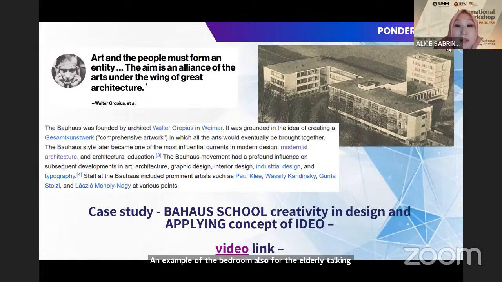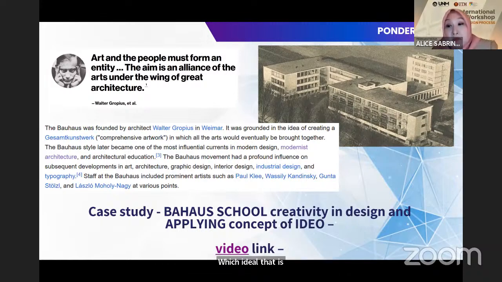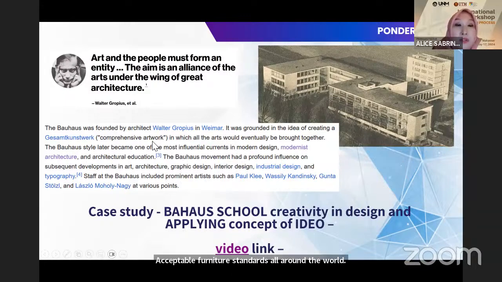So I would like to end my talk today, and I hope that my talk inspires you as a new generation and inspires you as a researcher and inspires you to become a good designer. And to end, I would like to go to the Bauhaus School, because Bauhaus School is actually the beginning that talks about creativity in design, that also talks about the earlier thinking that applied the concept of IDEO, which is applied in IKEA, which has become the mass acceptable furniture standard all around the world nowadays. And if I can just give you a very quick understanding for those who do not know what Bauhaus is.